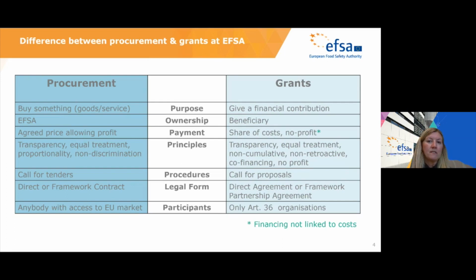Now, a very important difference between procurement and grants is who is able to participate. So in procurement, anybody with access to the EU market is able to apply to our procurement calls. And I know my colleague Marco will explain a little bit more about that in forthcoming slides. In grants, we have a limited pool of potential applicants, and I come on to explain that in a little bit more detail on my final slide.